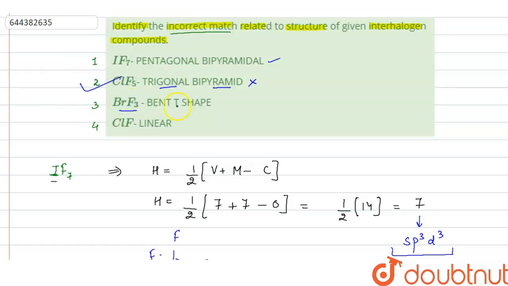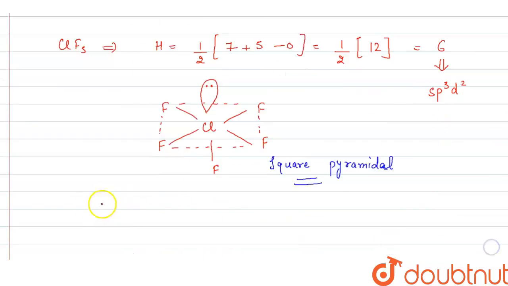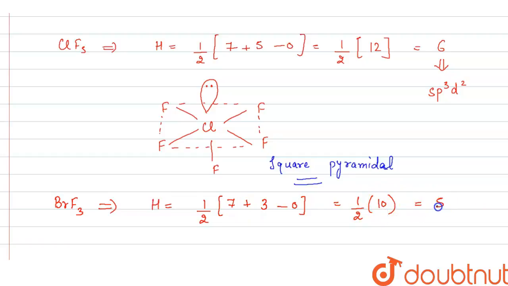Then we are given BrF3 bent T shape. So let us see BrF3. Now here hybridization will be half into, valence electrons of bromine is 7. We have 3 monovalent atoms, that is fluorine, and charge is 0. So it will be half into 7 plus 3, 10. So 10 by 2 equal to 5. 5 means the hybridization will be sp3d.